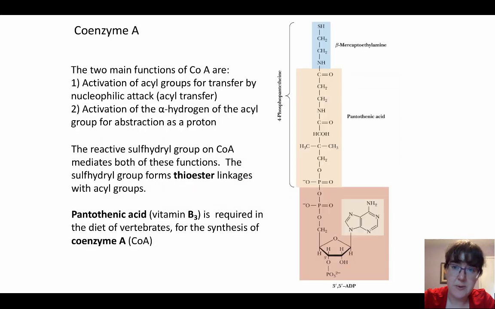So this is looking at CoA, so you'll notice that it has different parts to it. Its 2 main functions are to have that activation of acyl groups so they can be transferred by nucleophilic attack, so it's going to help those 2 carbon units get into the TCA cycle. It also helps to activate the alpha hydrogen of the acyl group for abstraction of a proton. That pantothenic acid that's found in CoA is also known as vitamin B3, and so vitamin B3 is what goes into the making of coenzyme A.